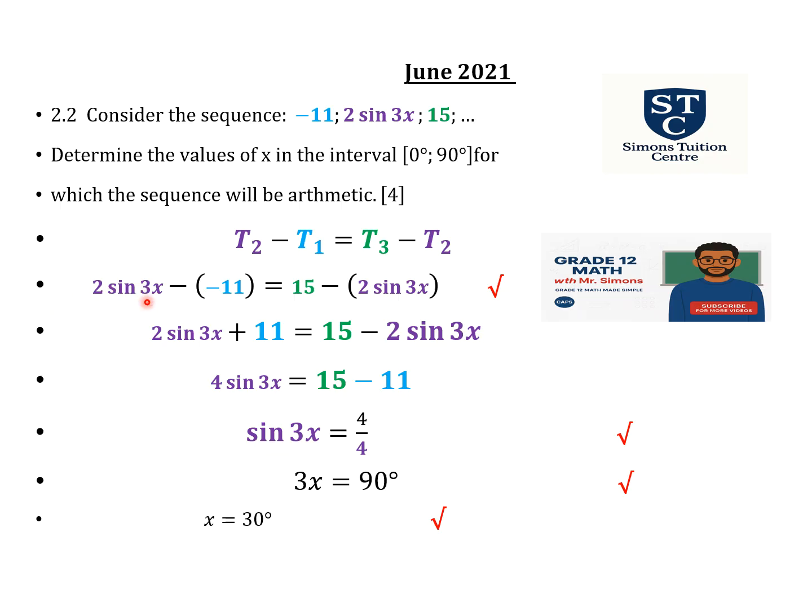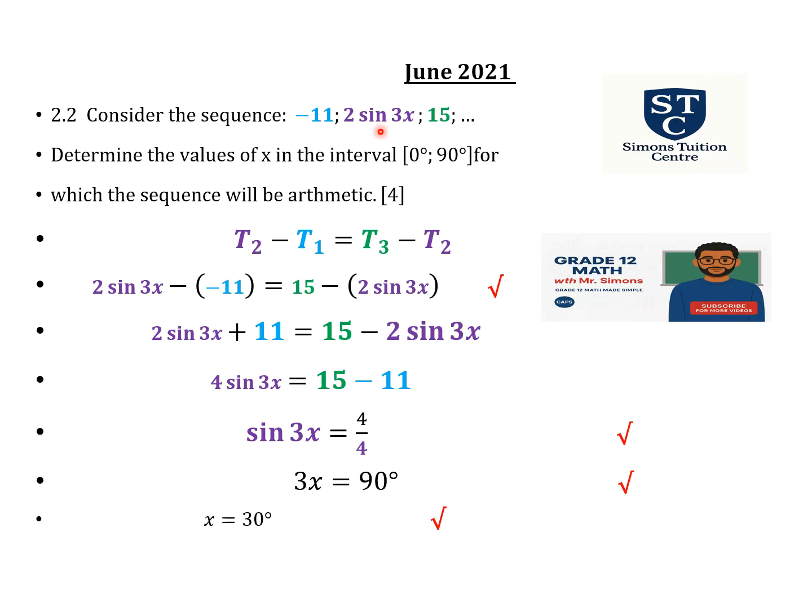So that becomes 2 sine 3x, negative times negative, plus 11. If I take that over, 2 sine 3x plus 2 sine 3x becomes 4 sine 3x. 15 minus 11 becomes 4. 4 divided by 4 gives me 1. So if I press shift sine 1, or shift sine 4 over 4 if you're not following, then 3x would equal 90 degrees. 90 divided by 3, x equals 30 degrees.